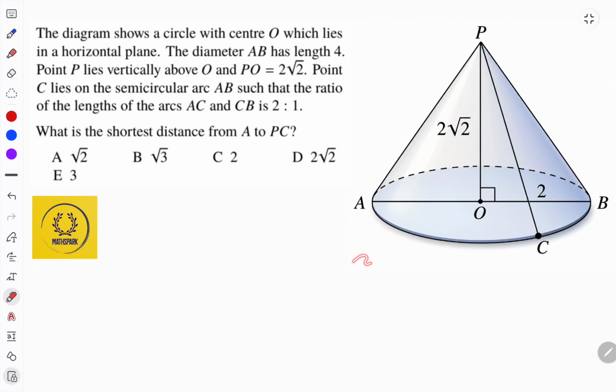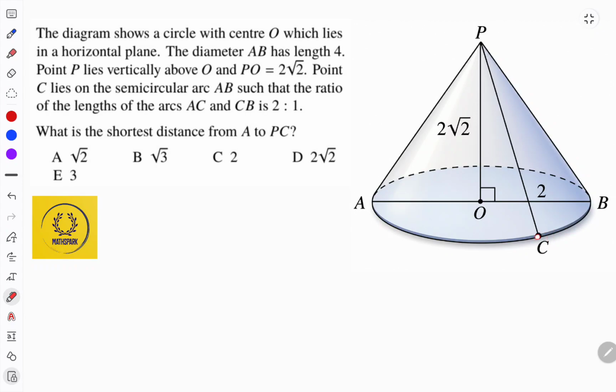As you can see, this diagram shows a circle with center O, which lies in a horizontal plane. The diameter AB has length 4, which means the radius is 2. And we know point P lies vertically above O, and PO is 2 root 2.